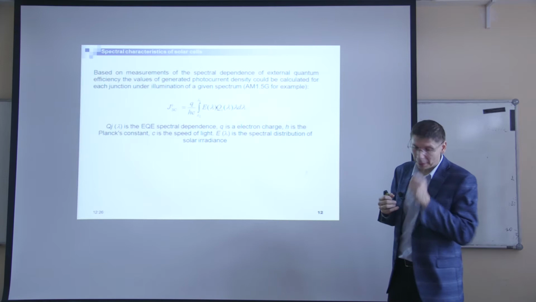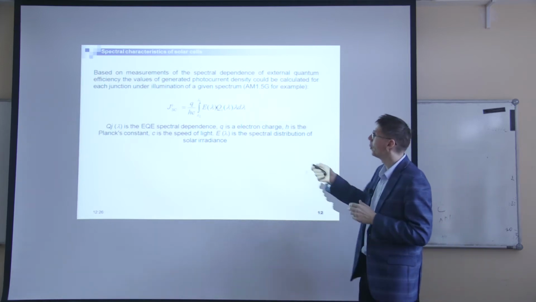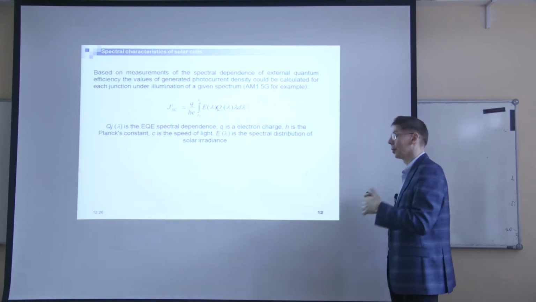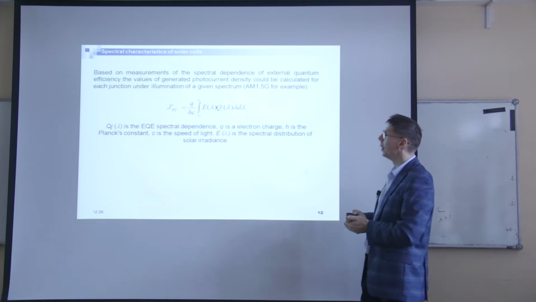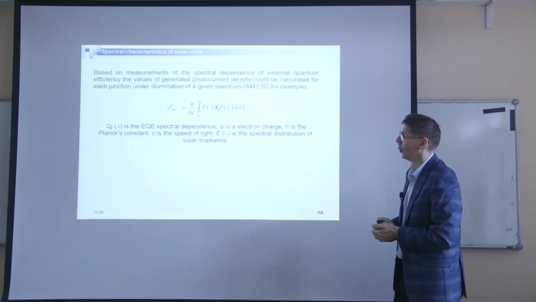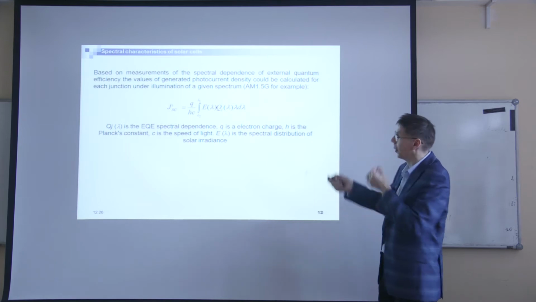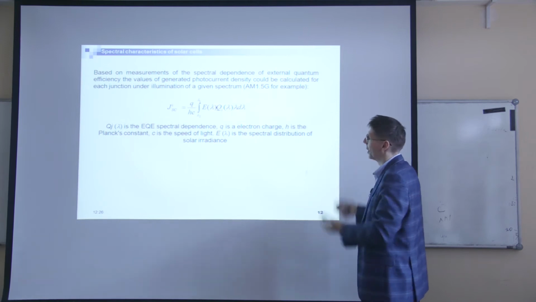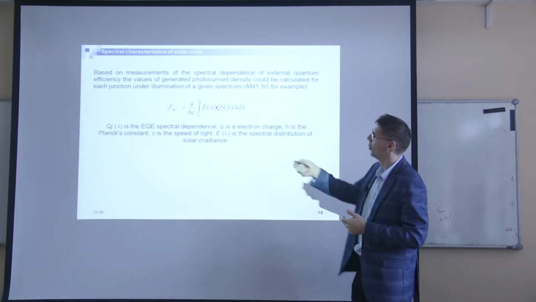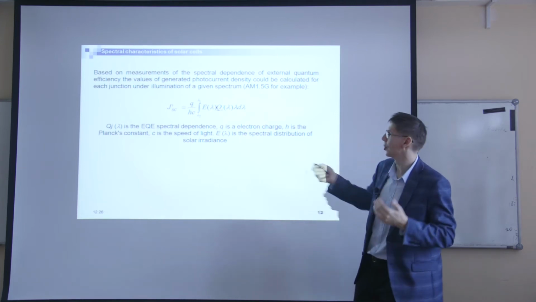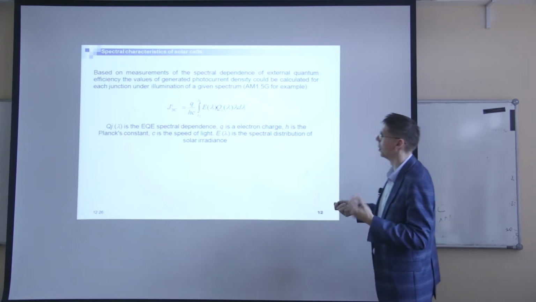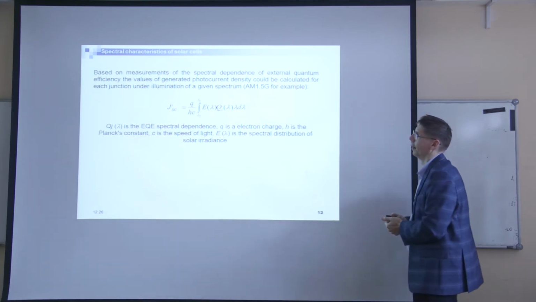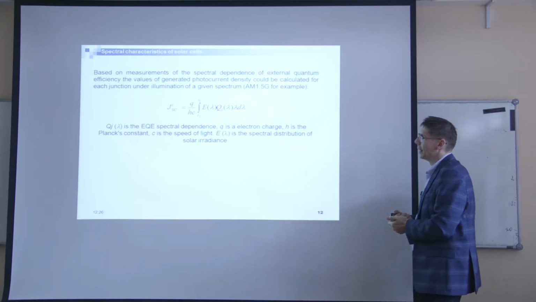So once we have measured the quantum efficiency spectrum of any junction or subcell of a multi-junction solar cell, we can calculate the value of short circuit current. If you have a multi-junction solar cell, you have several junctions, and you can calculate it for each junction. So it's the index G. It means that it's for junction number G.